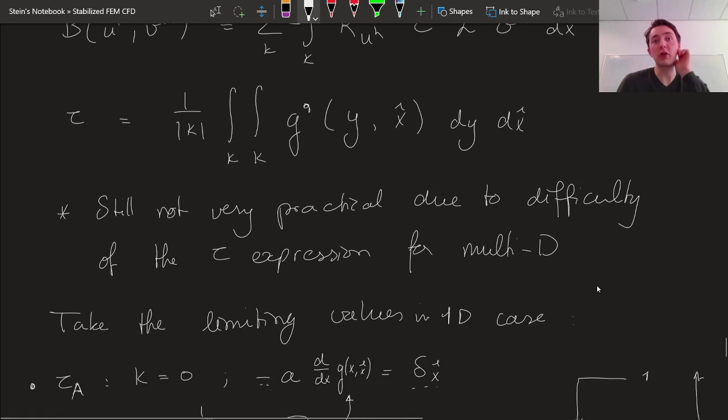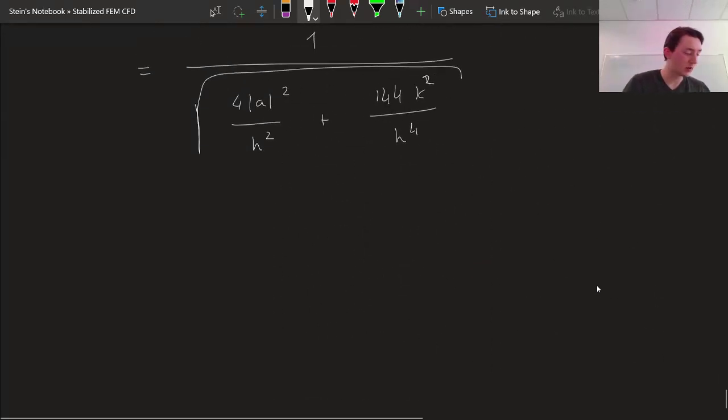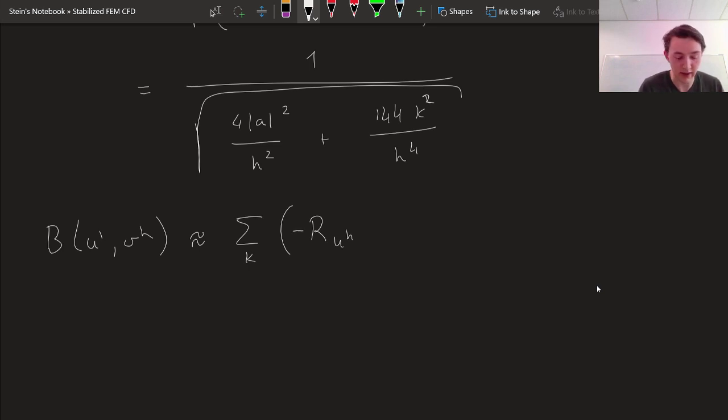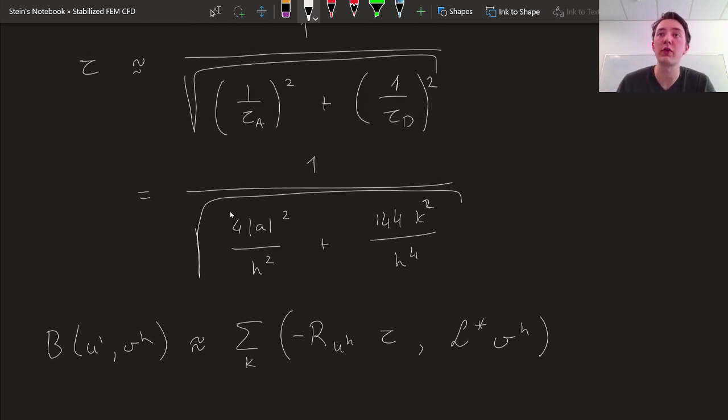Okay, so then to summarize all of this into one equation, our fine-scale interaction, B(u', vh), is going to be approximated by a sum over elements of our residual of the coarse scales times our tau approximation times the adjoint operator acting on vh. Yeah, this is a stabilized finite element method inspired from a fine-scale interaction with very clear definitions of stabilization parameters from fine-scale Green's functions. Okay, that's it for this one.